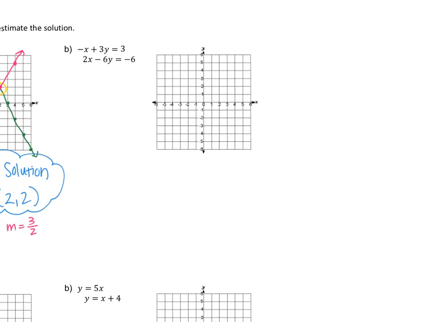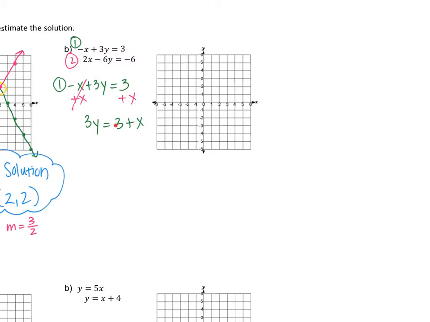So for part B, I need to graph this equation. But again, I need to try to get y by itself. So I'm going to color code this, make this 1, 2. And so for the first equation here, I have negative x plus 3y equals 3. So I'm going to try to get this y by itself. So I might want to move over the x by adding it over. So if I add x over, that cancels. And so I'm left with 3y equals 3 plus x.